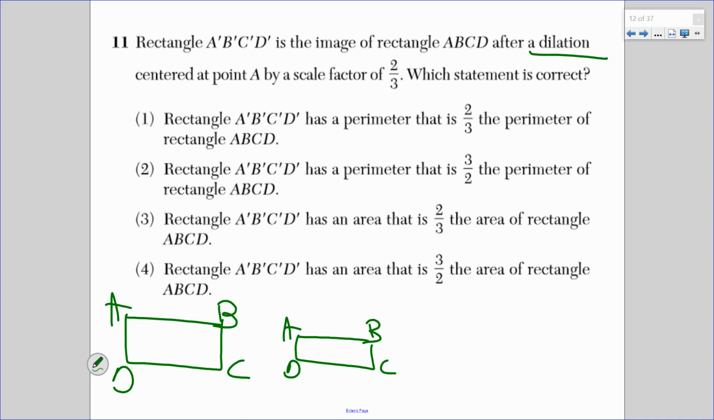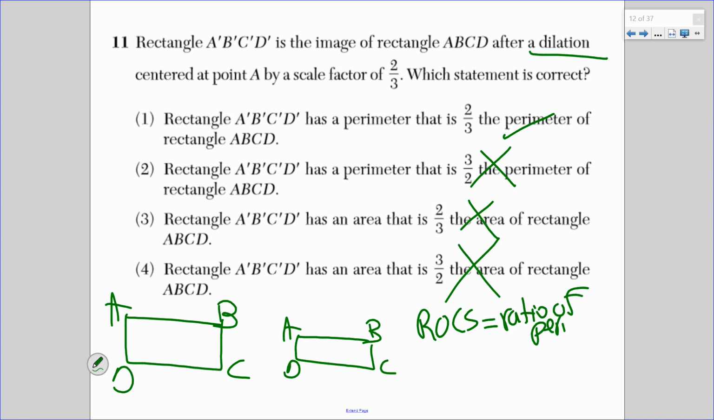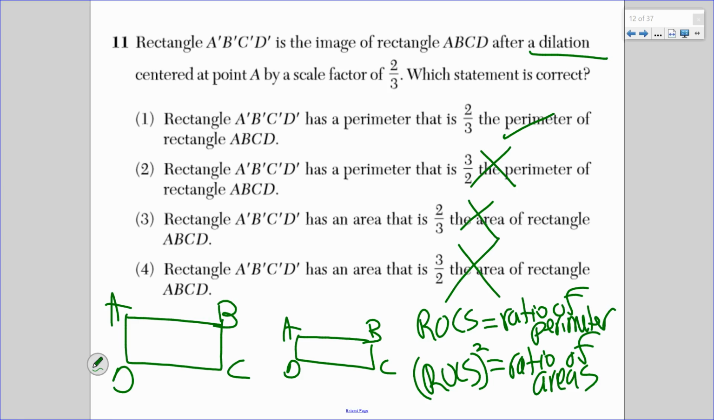Well, that sounds good to me. The scale factor, the ratio of the corresponding sides is the same as the ratio of the perimeters. Rectangle A'B'C'D' has a perimeter of a 2. No, it's smaller, it's not bigger. Area, the ratio of the corresponding sides is not the same as the ratio of the areas. So what you need to know for this question, the ratio of the corresponding sides is equal to the ratio of the perimeters and the ratio of corresponding sides squared is equal to the ratio of the areas. It would be correct if this said 2 squared over 3 squared, which would be 4 ninths. The answer is choice.